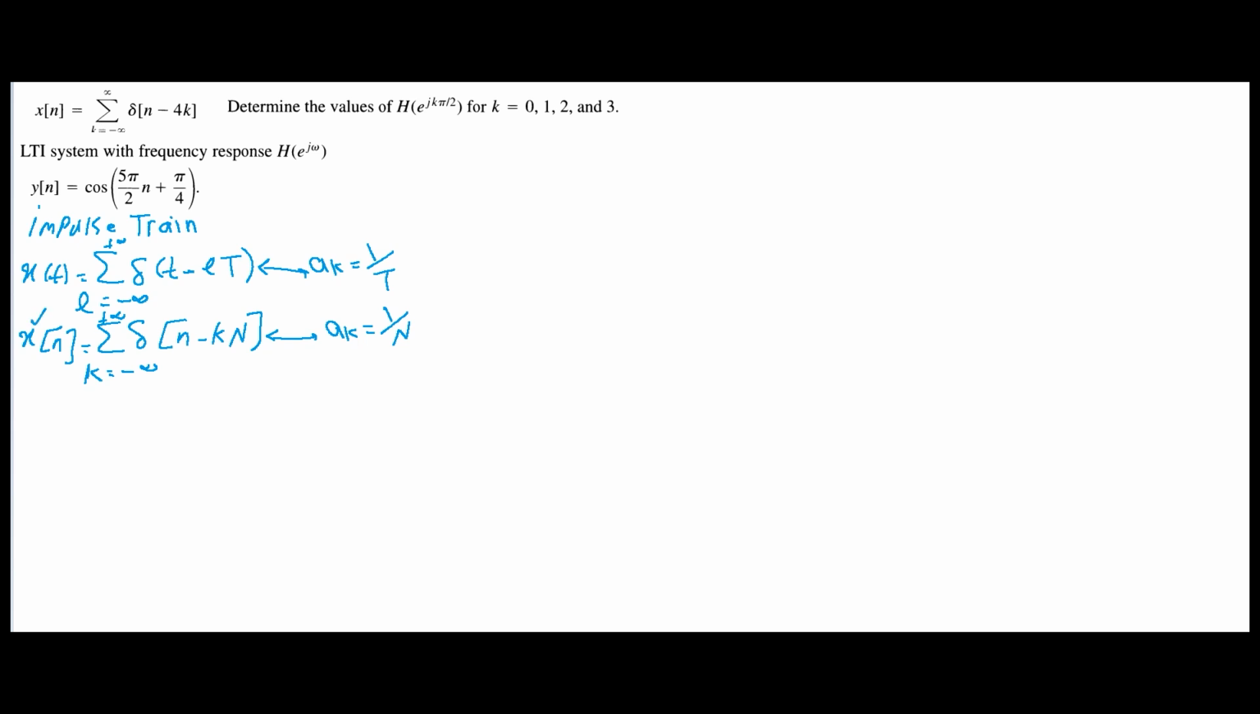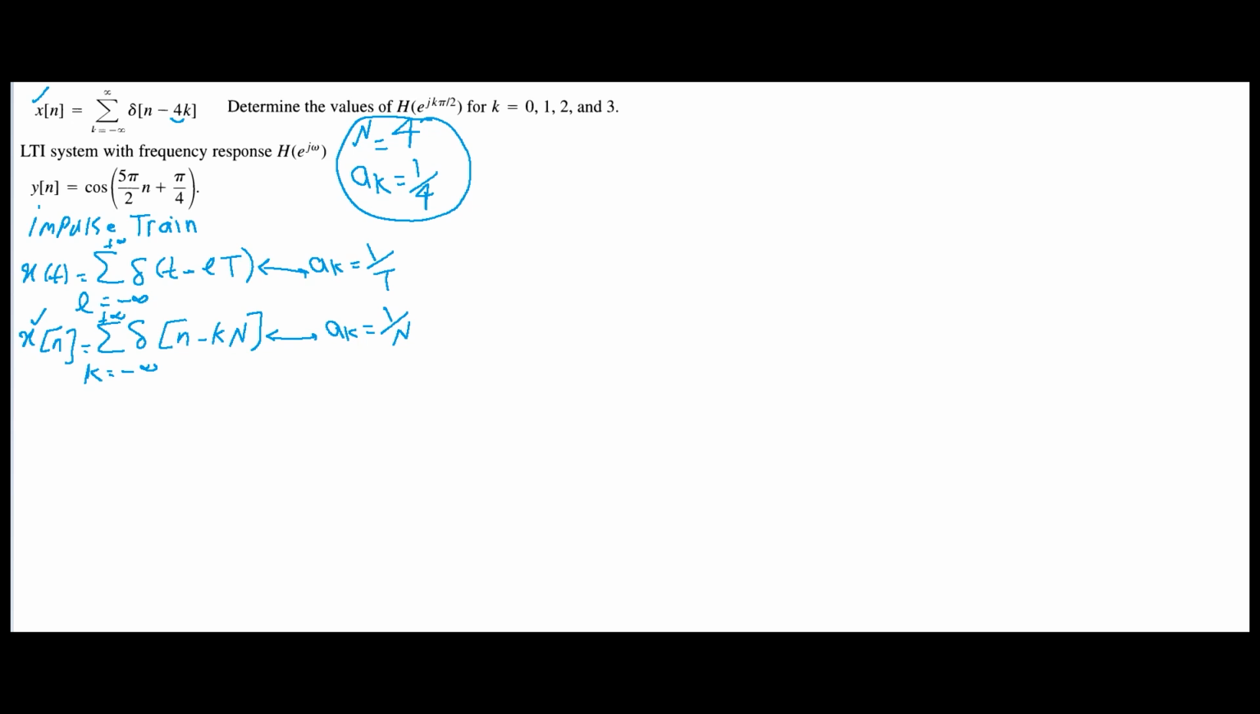Now, compare the given input signal with the discrete time impulse train. From this comparison, we conclude that N equals 4. Therefore, the Fourier series coefficients of the input are a_k equals 1/4.